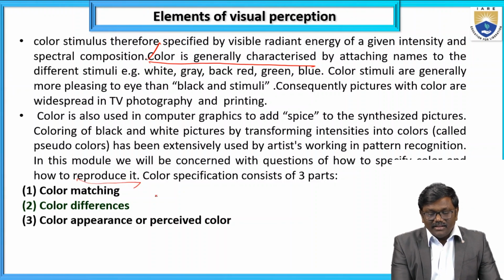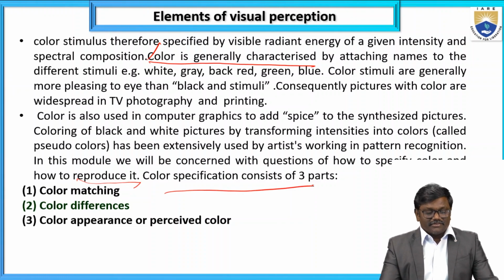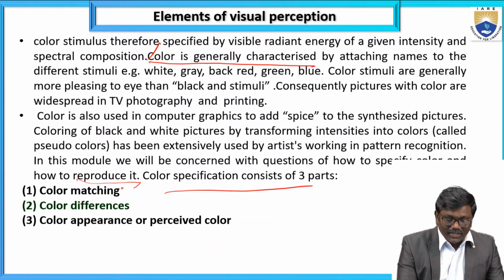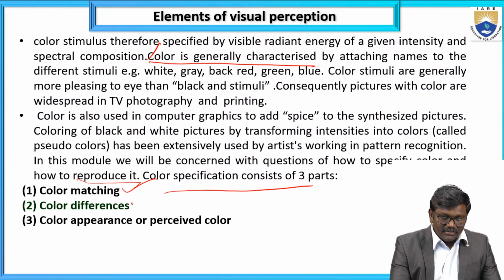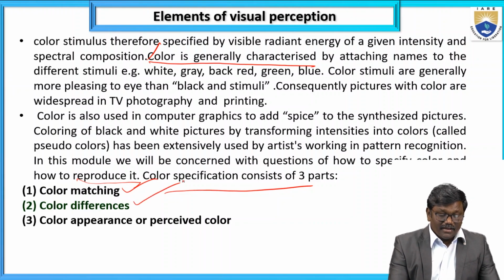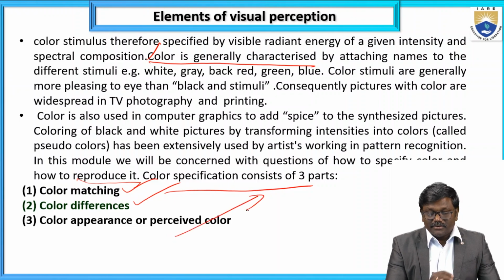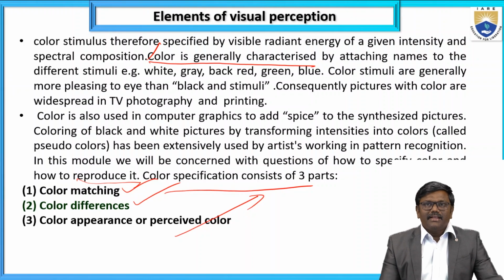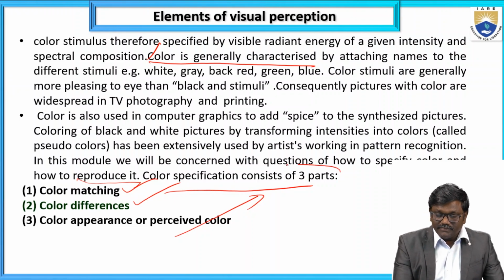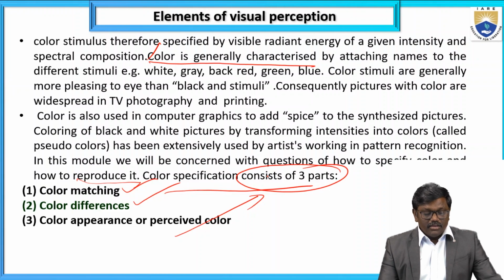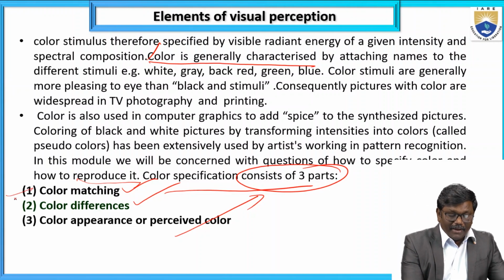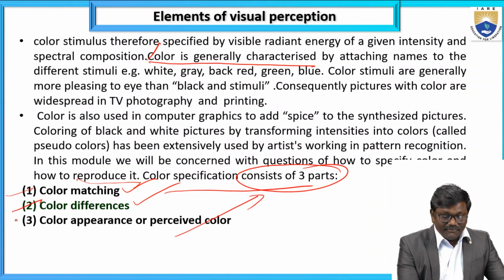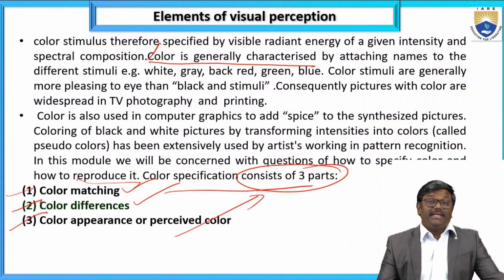Color specification consists of three parts. Part number 1 is color matching. Part number 2 is color differences, and part number 3 is color appearance or perceptual color. So what we can understand here is that colors consist of three parts, which are useful in terms of matching, finding differences, and seeing the appearance.